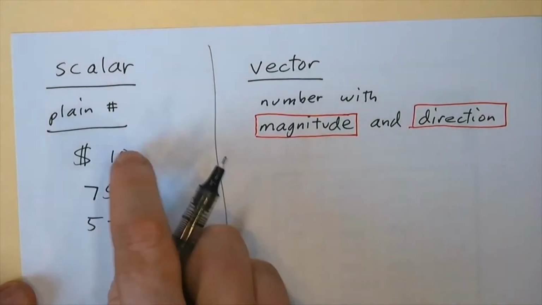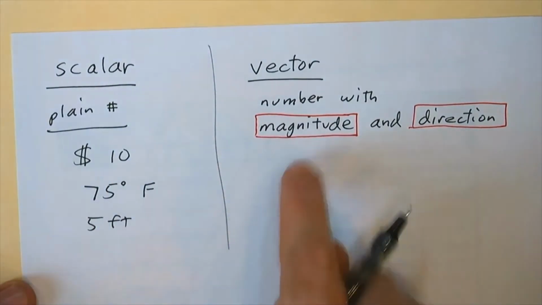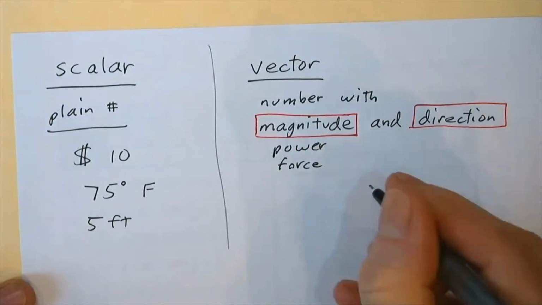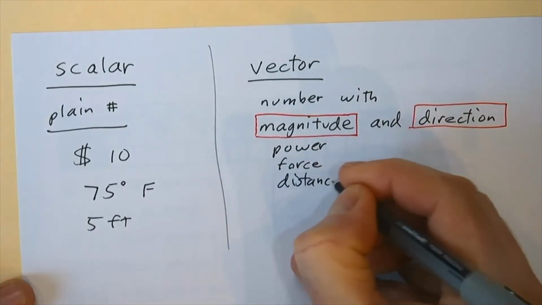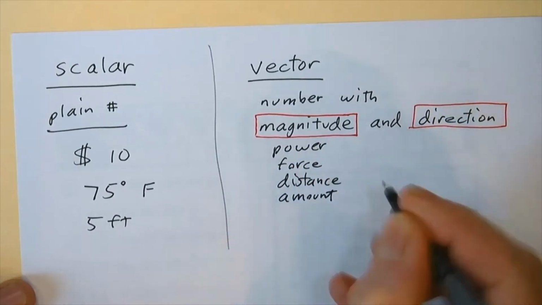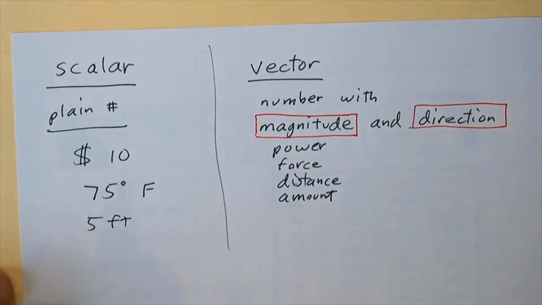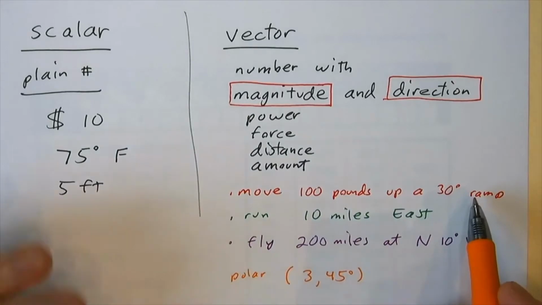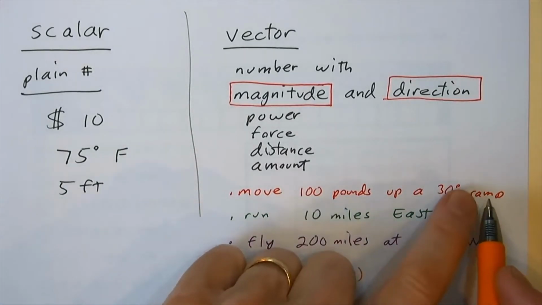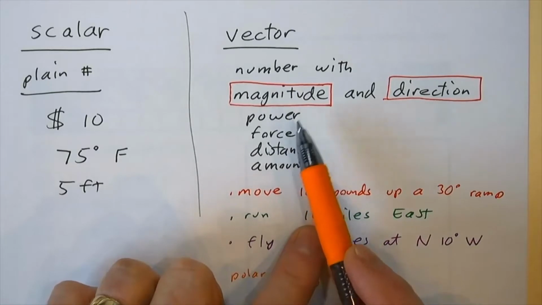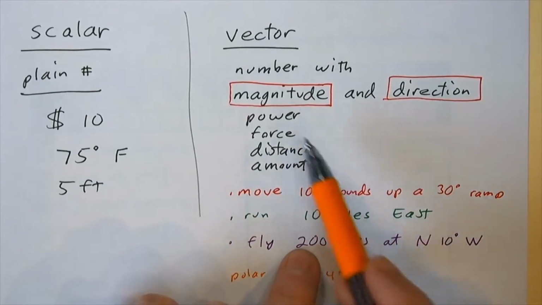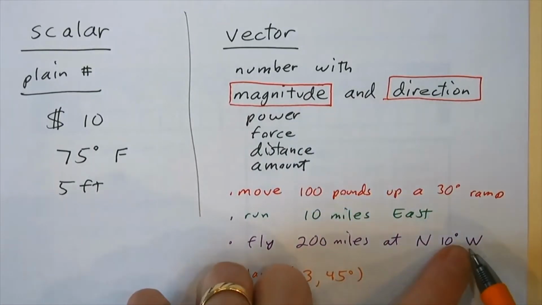But some numbers, in addition to the amount that you can measure, that's the magnitude. This is like the power, the force, the distance, the amount. A vector has magnitude, but it also has direction. For example, here's some vectors. Move 100 pounds up a 30-degree ramp. So it tells you how much and what direction. Run 10 miles, that's how much. We call it the magnitude. East, that's a direction. Fly 200 miles, that's the magnitude, how much, at north 10 degrees west.